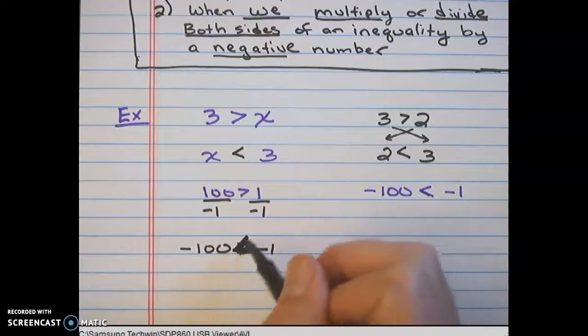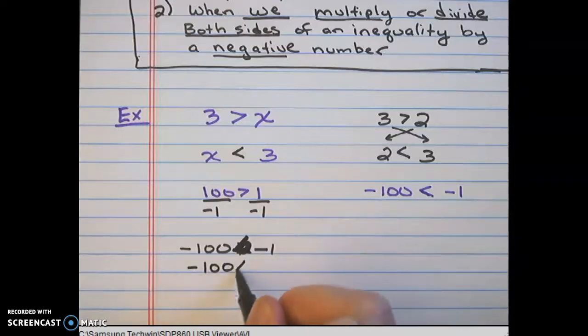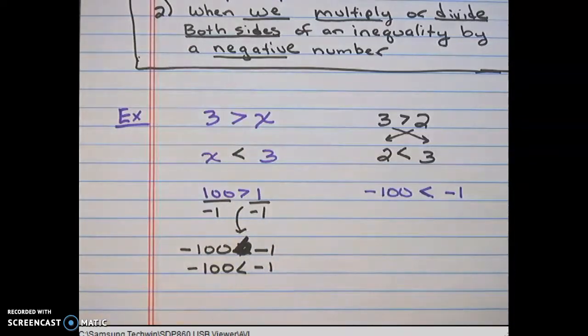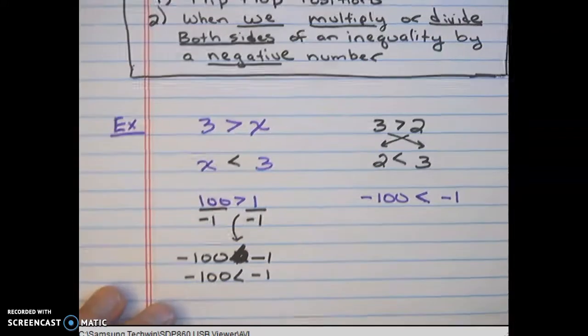That is a mess. I'm just going to start over. Negative 100 would be less than negative 1. If I didn't reverse it, then I would be giving myself a false statement. And so let me show you in an algebra problem what we have to think about when we're solving that.